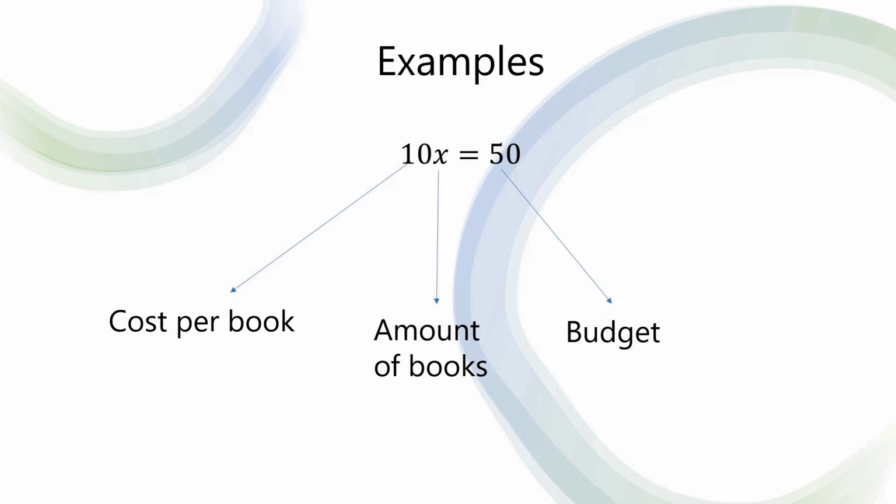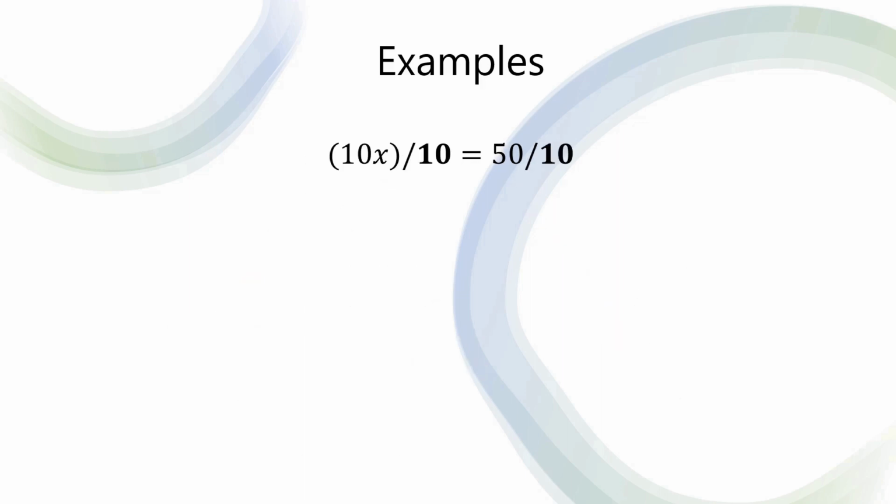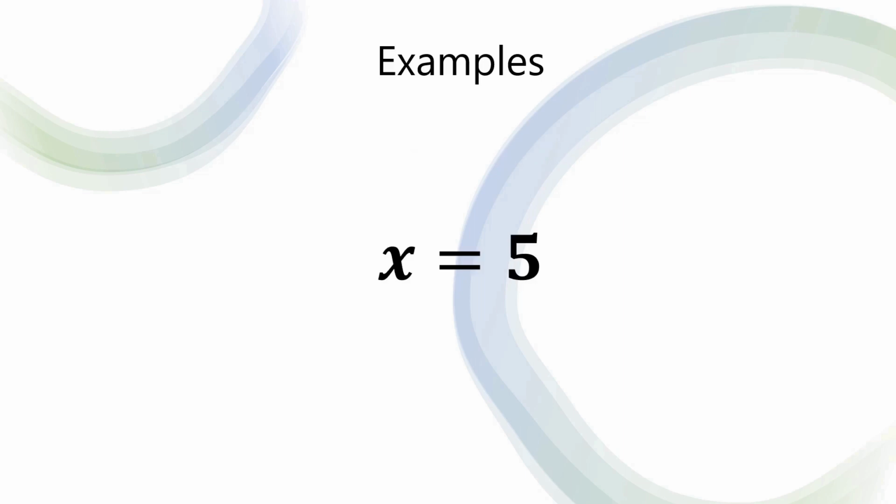To solve this equation, you divide both sides by 10. 10x divided by 10 equals 50 divided by 10 simplifies to x = 5. So you can buy 5 books with your $50.